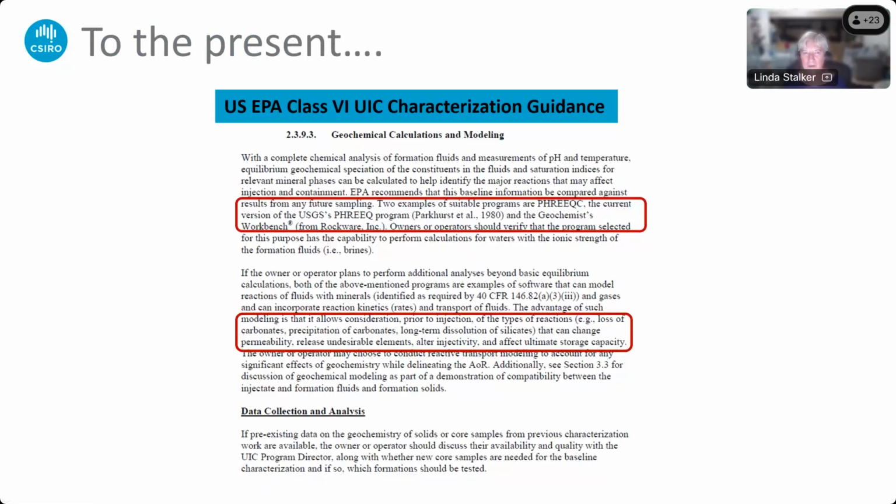So this is an extract from the US Environmental Protection Agency Class 6 wells for underground injection. And it says here that you might want to use suitable programs such as PHREEQC or potentially Geochemist's Workbench. And they are advocating that modelling allows consideration prior to injection of the types of reaction like loss of carbonate, precipitation of carbonate, long-term dissolution of silicates that can change permeability, release undesirable elements, so heavy metals and such like, alter injectivity, and affect ultimate storage capacity. So if we see that the injectivity is getting low, we may need to drill more wells, so the cost for the overall project becomes more challenging.